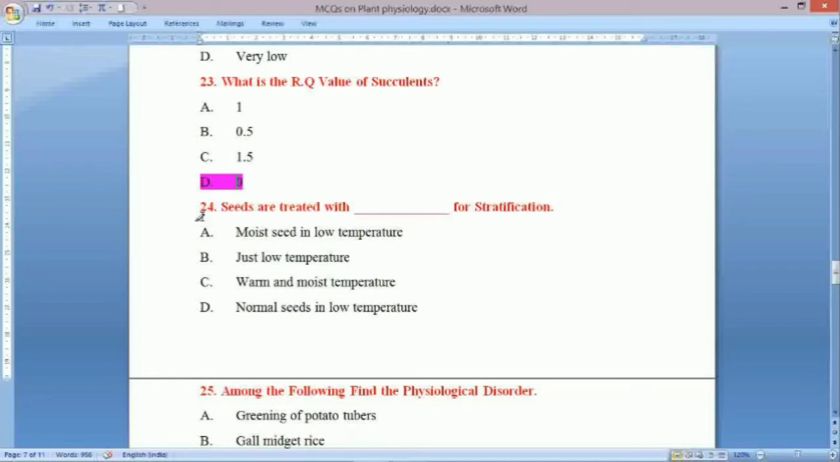Next question, question number 24. Seeds are treated with ... for stratification. Stratification is the method to remove a barrier of seed dormancy in particular seeds. Option A, moist seed in low temperature, B, just low temperature, C, warm and moist temperature, and D, normal seeds in low temperature. And here the right answer is option A, moist seed in low temperature.